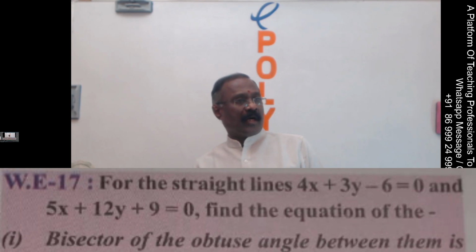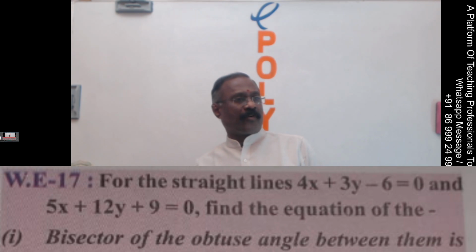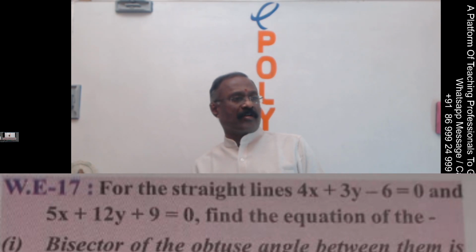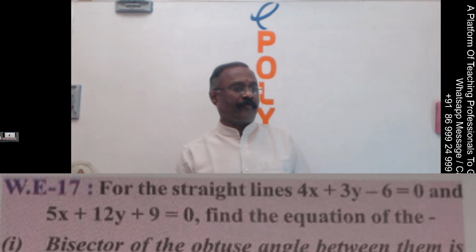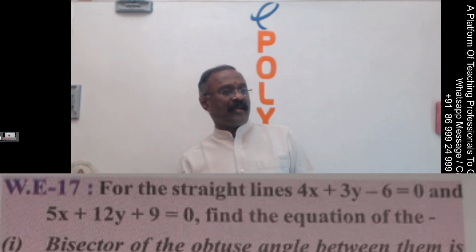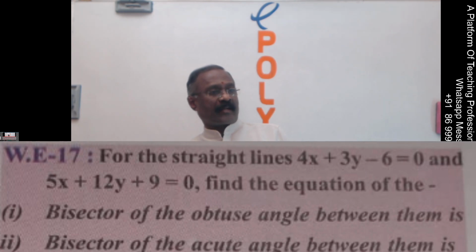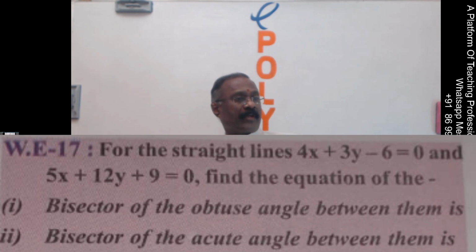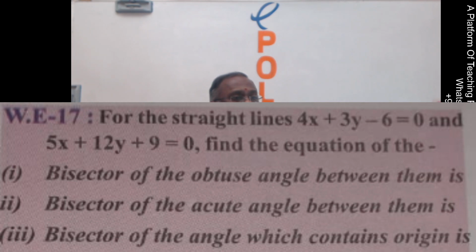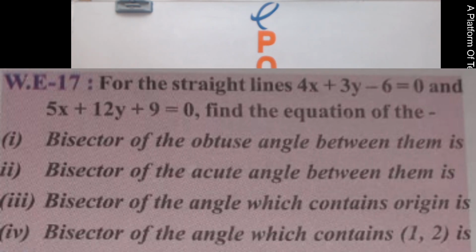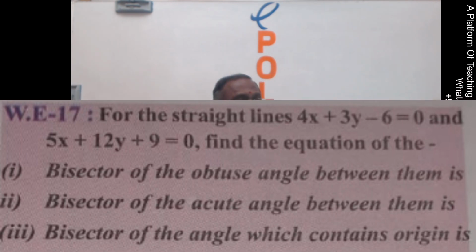This problem is for the straight lines 4x plus 3y minus 6 equal to 0 and 5x plus 12y plus 9 equal to 0. Number 1, find the equation of the bisector of the acute angle between them. Number 2, the bisector of the obtuse angle between them. Number 3, the bisector of the angle containing the origin. Number 4, the bisector of the angle which contains (1, 2).